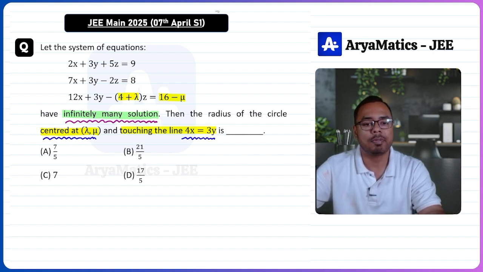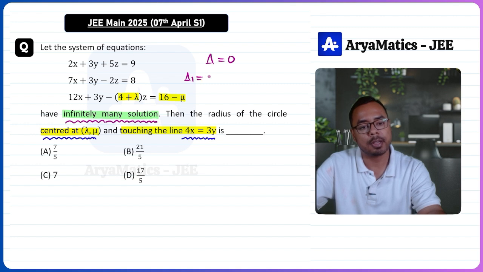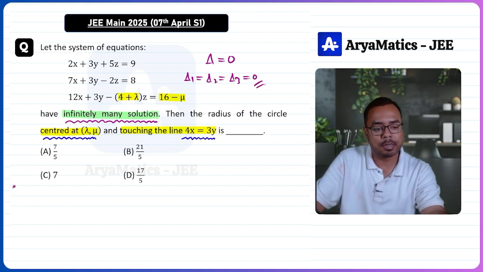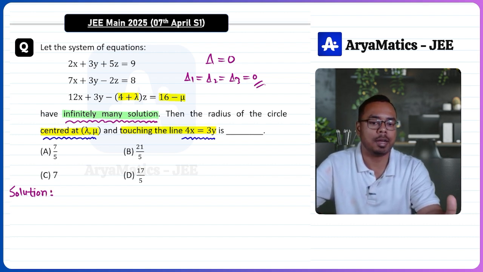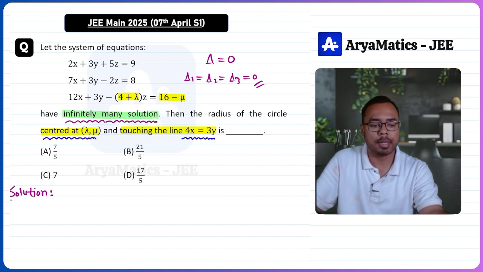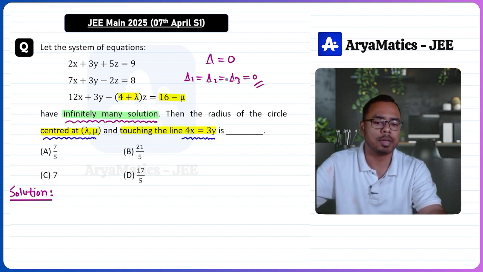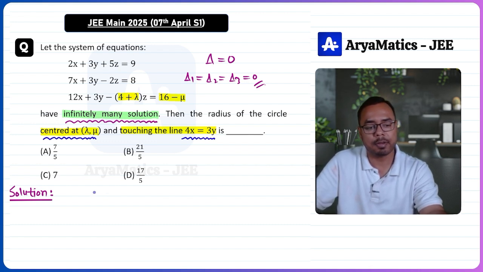Now, we know that for infinitely many solutions, the condition is that delta is 0, that is, the determinant of the coefficient matrix is 0, and delta 1, delta 2, and delta 3, these three are also 0, right? So by using these conditions, we have to find the values of lambda and nu, and then we'll calculate the radius of this circle by calculating the distance of that tangent line from the center of the circle. So now let us try to find lambda first.